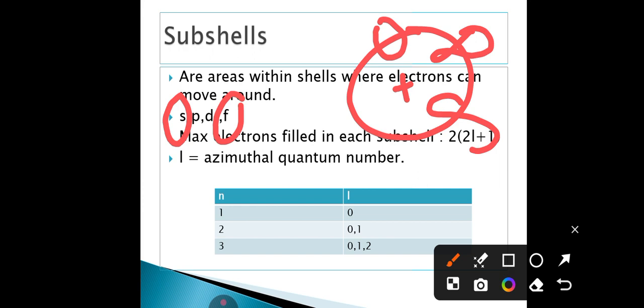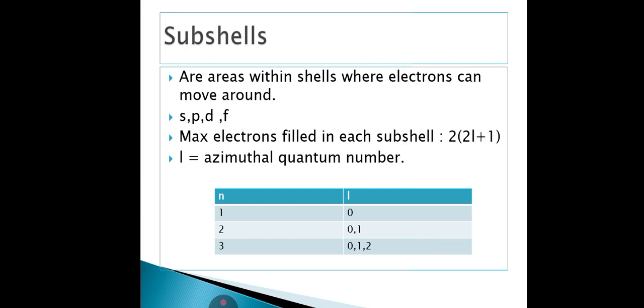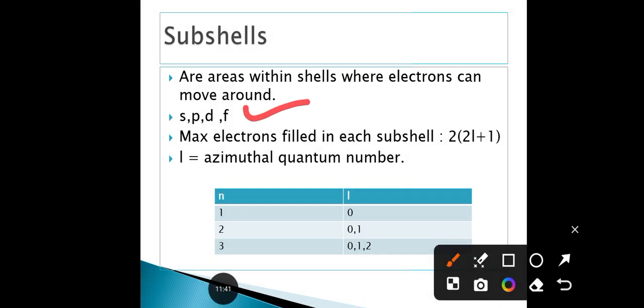S, P, D, F. Here they can find an electron. That's the meaning of an orbital. So how many orbitals are there? There are 4 orbitals: S orbital, P, D, and F orbital.